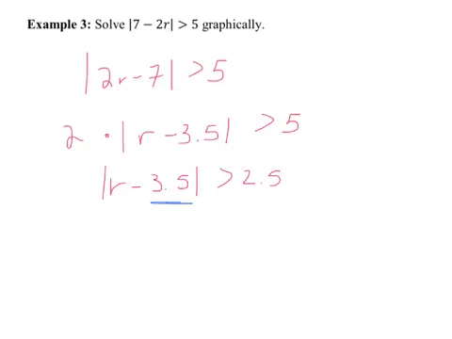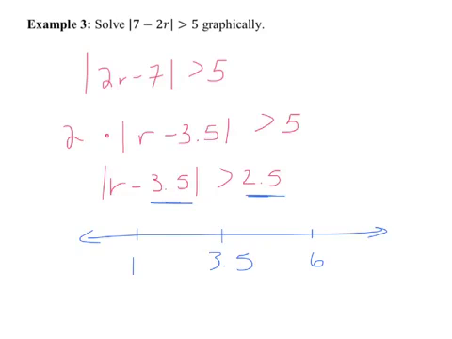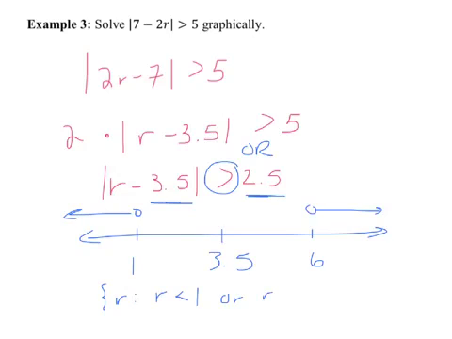Here's our starting point, here's our deviation. Start at 3.5, add 3.5 to that, giving you 6, subtract 3.5, giving you 1. Since this happens to be a greater than statement, it's going to be an or statement. Because of this greater than symbol, that's indicating an or. And we know that they're open circles, so our solution set for this is going to be r less than 1 or r greater than 6.